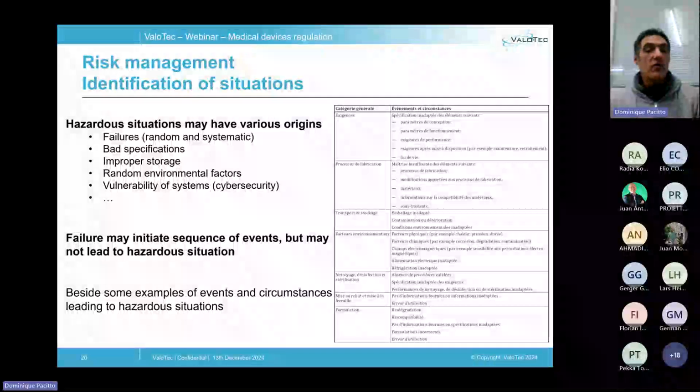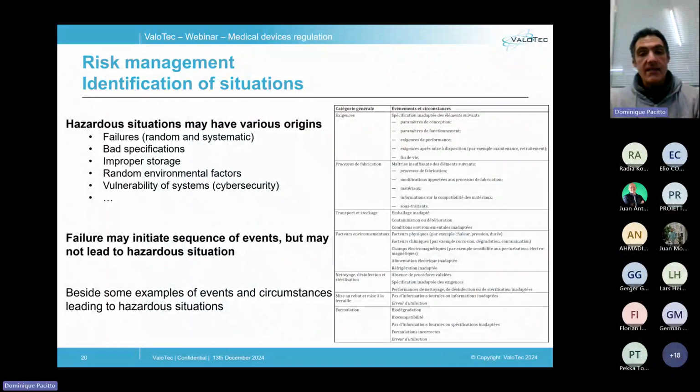And likewise for the hazards, you can find in Annex C of the standard ISO 14971 a list of examples to help in the identification of the situation. The table is also in French.